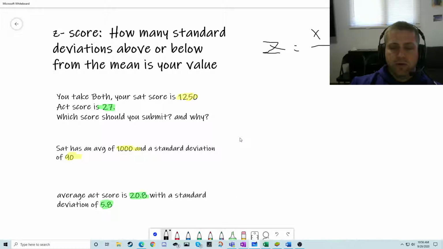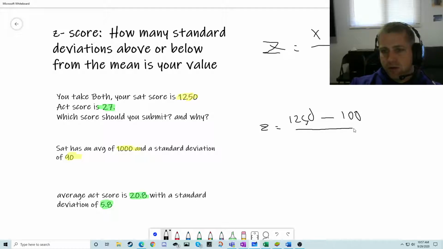So what you can do is, you can't just say, oh, my SAT score is better because it's 1,200 points better. That doesn't even make sense. They're not even on the same scale. But what you can do is see how many standard deviations higher it is. So the easy way is you just say, okay, z is 1250, that's your score, minus 1,000, that's the average, all over the standard deviation, which is 90. If you do that, you get 2.7. I'll show this pictorially in a second.